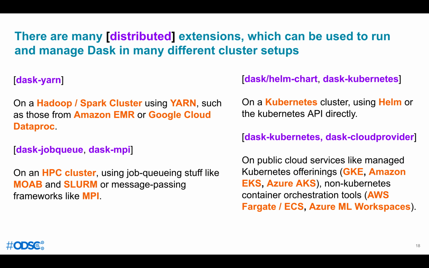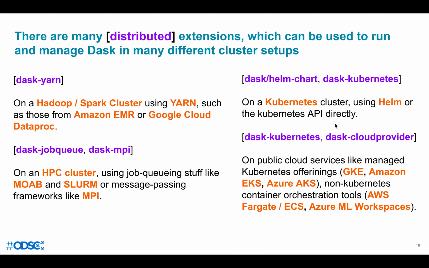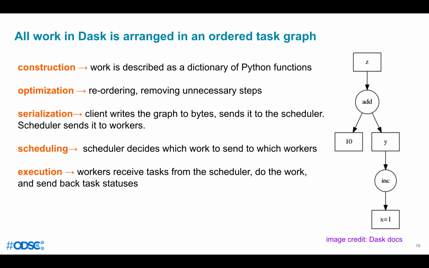So there are a lot of different ways to run Dask, and all of them involve basically this scheduler and these workers being run by some other type of infrastructure. All right. So now that we've talked a little bit about deployment, let's talk through what happens when you ask Dask to do work.